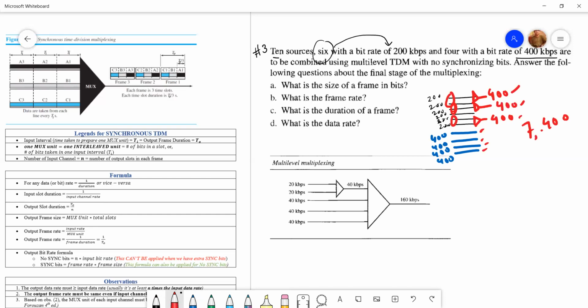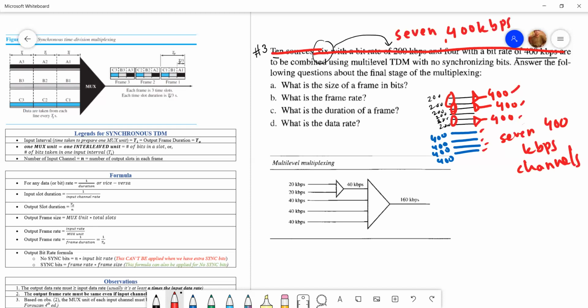So now we have 7 400 kbps channels. We are not going to talk about the 6 200 kbps and the 4 400 kbps channels anymore. Now we have 7, not 10. We have directly the 7 400 kbps input lines, input links or input channels, whichever you prefer to call them.